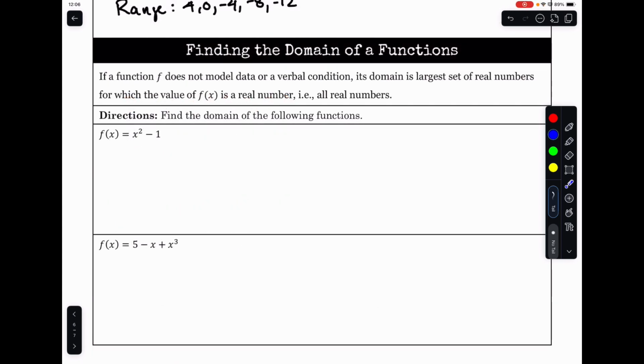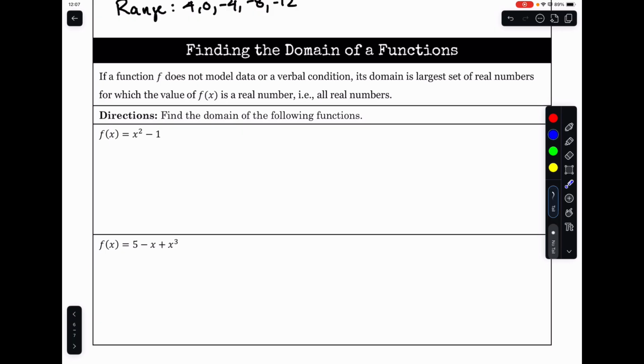Now, if a function f is not modeled by data or a verbal condition, its domain is going to be the largest set of real numbers in which the function is going to be a real number, so where the output is going to exist. In most cases, the functions that you studied in Algebra 1, your linear function, your quadratic function, and your exponential function, have domains of all real numbers.